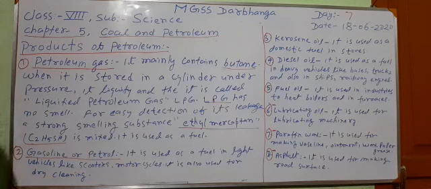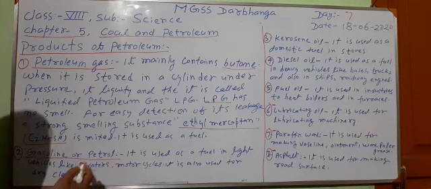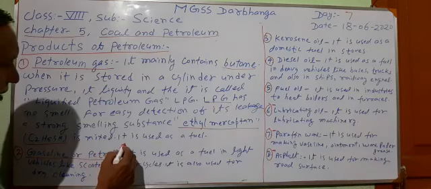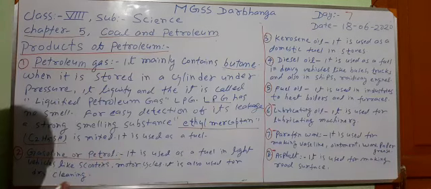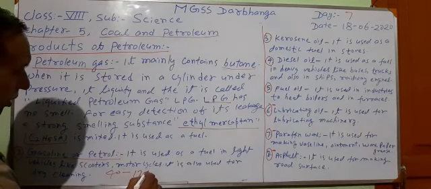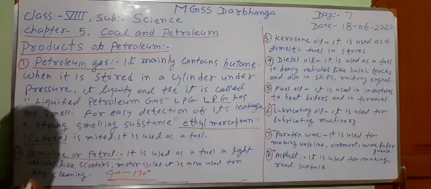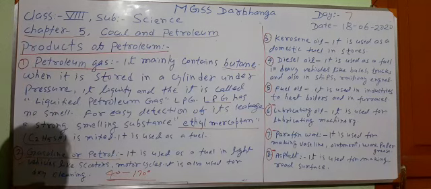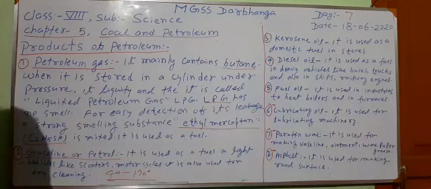These are the light vehicles, and it is used in light vehicles because it remains in vapor state even below 40. Its boiling point is from 40 to 170 degrees C. This is the boiling point range of this second component, and it is also used for dry cleaning and many other purposes. These are the two components.